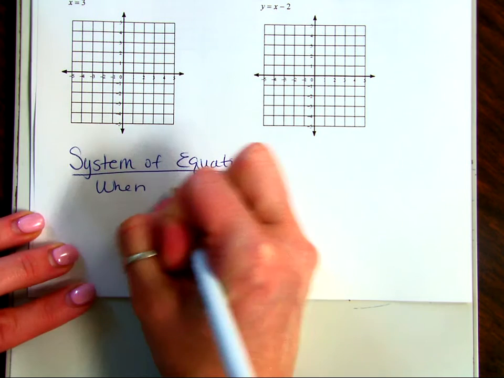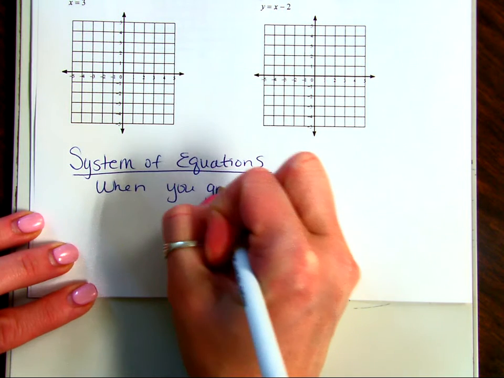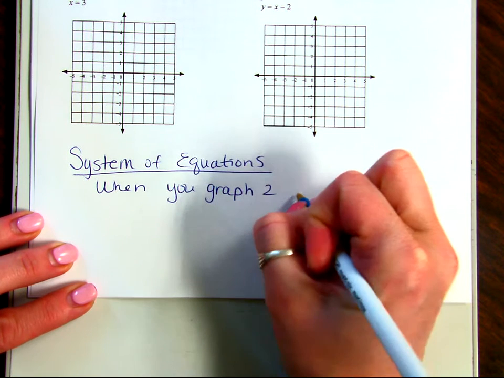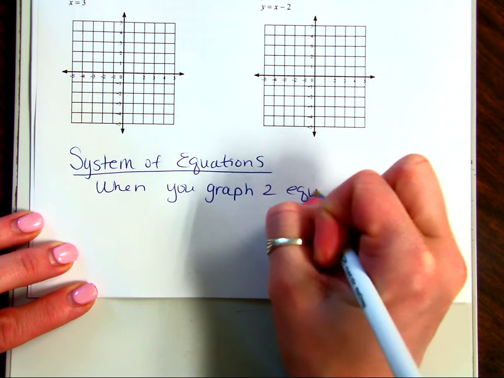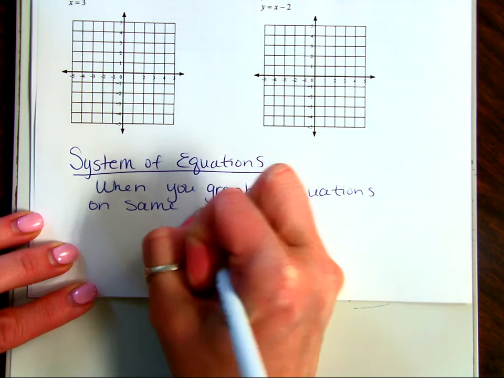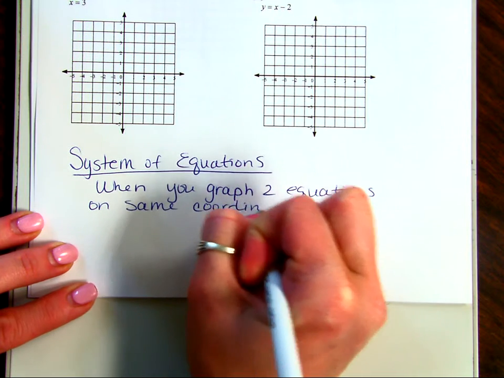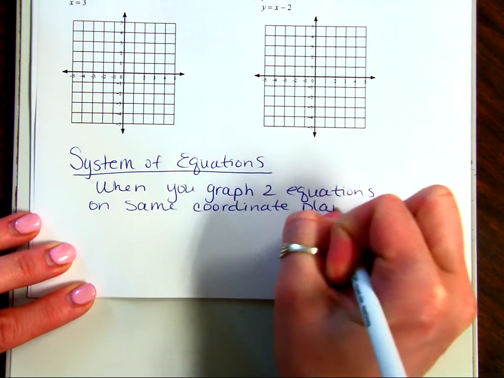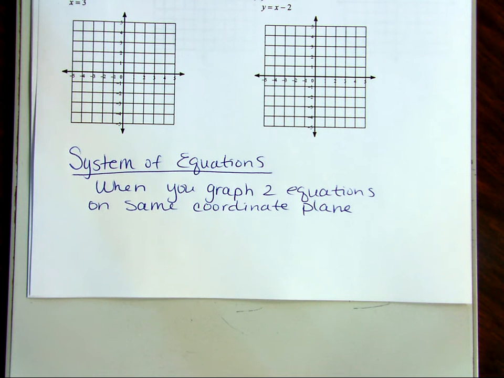A system of equations is when you graph two equations on the same coordinate plane. Okay. Well, you already know how to graph one equation, right? I gave you y equals 3x plus 5. You start at plus 5. You go up 3 over 1. Boom, one and done, right? So then, now I'm going to put 2 on the grid.